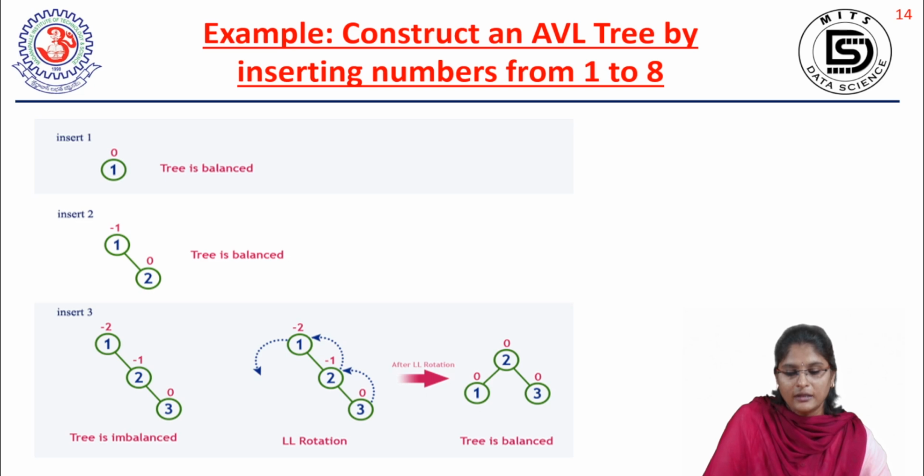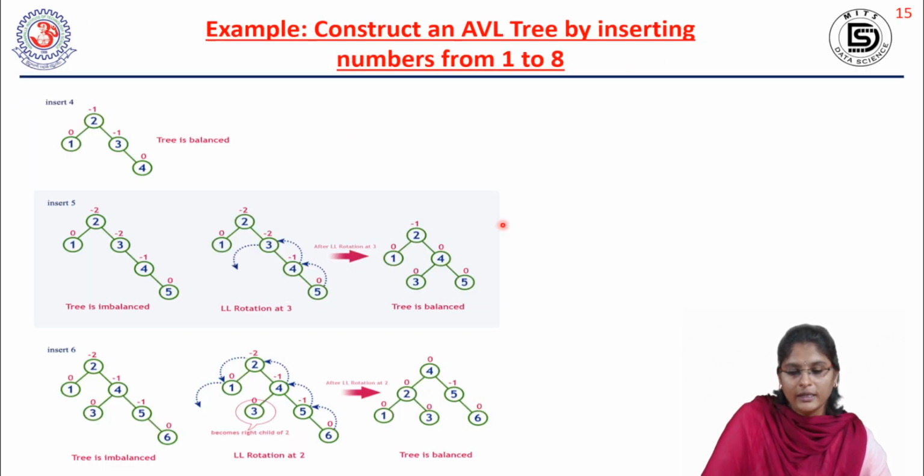And next, insertion of 4. Here I am inserting the number 4. After insertion of 3, immediately we insert 4 after the 3. So the tree is balanced, because all balance factors are minus 1 and 0 only.